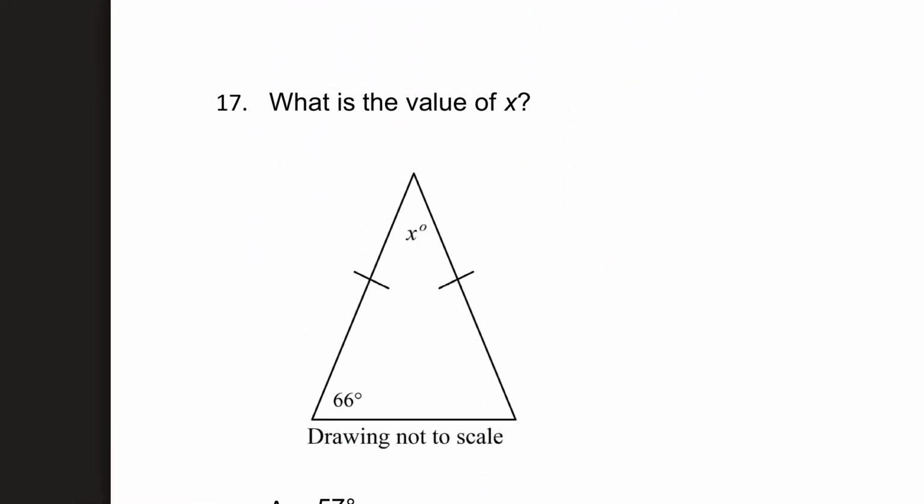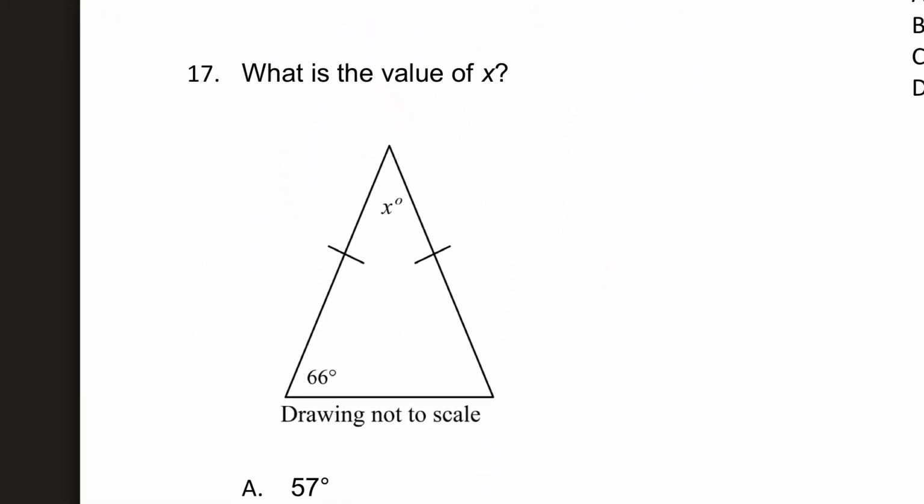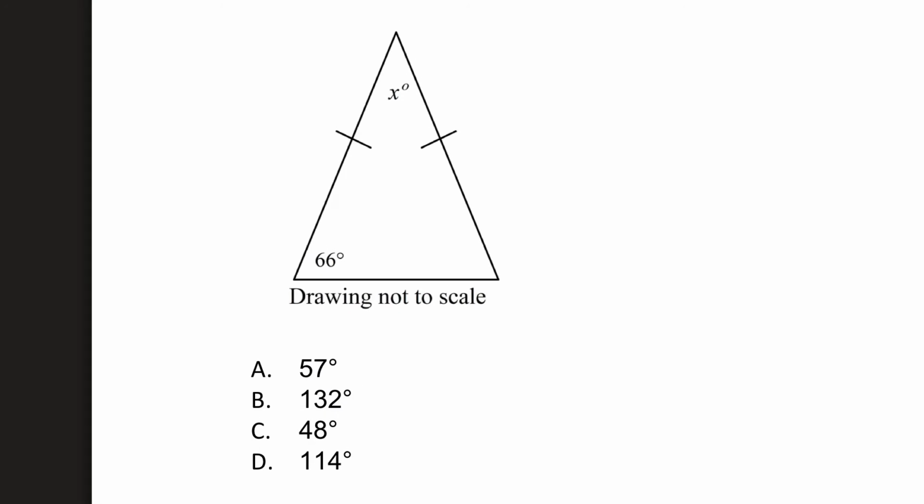Moving on to 17. Oh, isosceles triangle. Two sides are the same. That means we have base angles that are the same. So this is 66 degrees. This over here also has to be 66 degrees. So what is the value of x? So what is that angle up at the top?